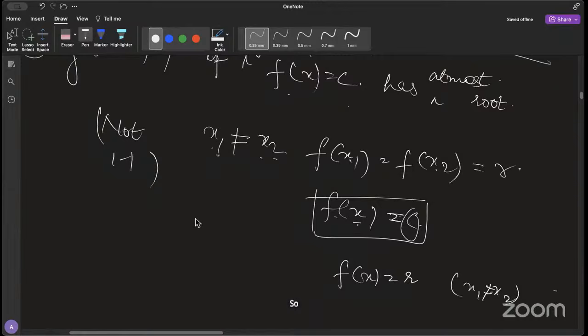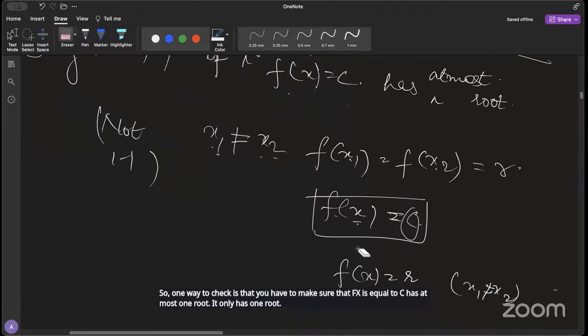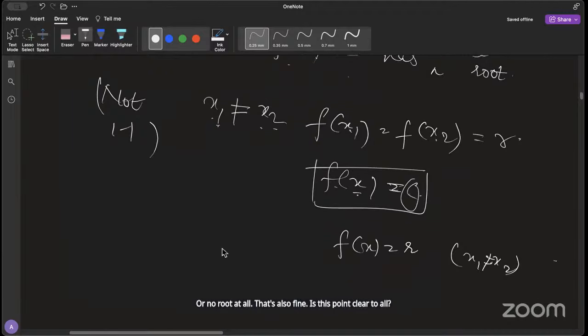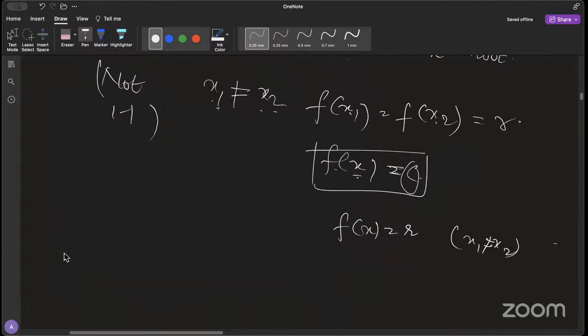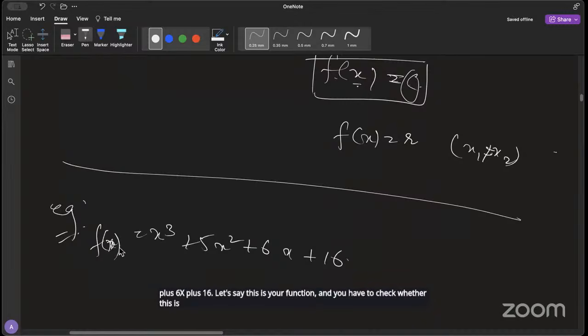So one way to check is that you have to make sure that f(x) = c has at most one root. It only has one root or no root at all. That's also fine. Is this point clear to all? Yes, sir. Okay. So let's do one example on this one. Let's say we have x cube plus 5x square plus 6x plus 16. Let's say this is your function and you have to check whether this is one-one or not. One way is you can try plotting the graph of it if you can.